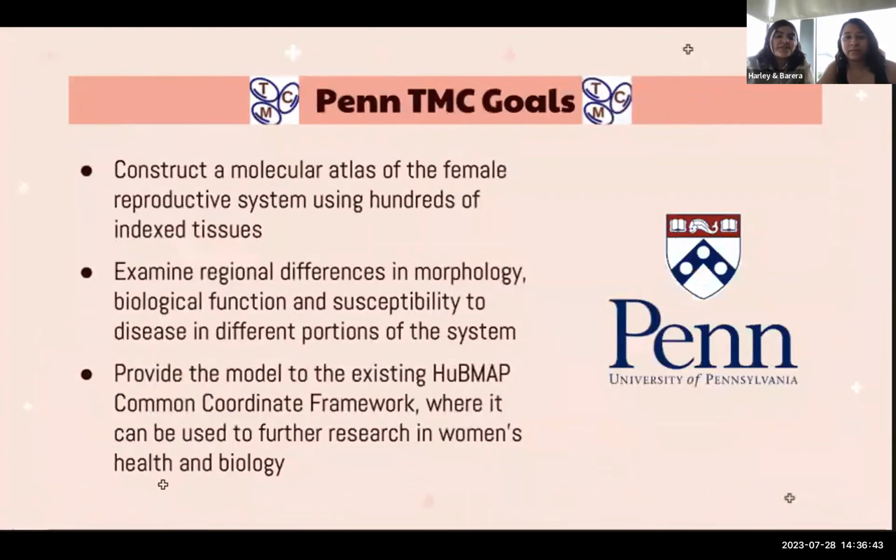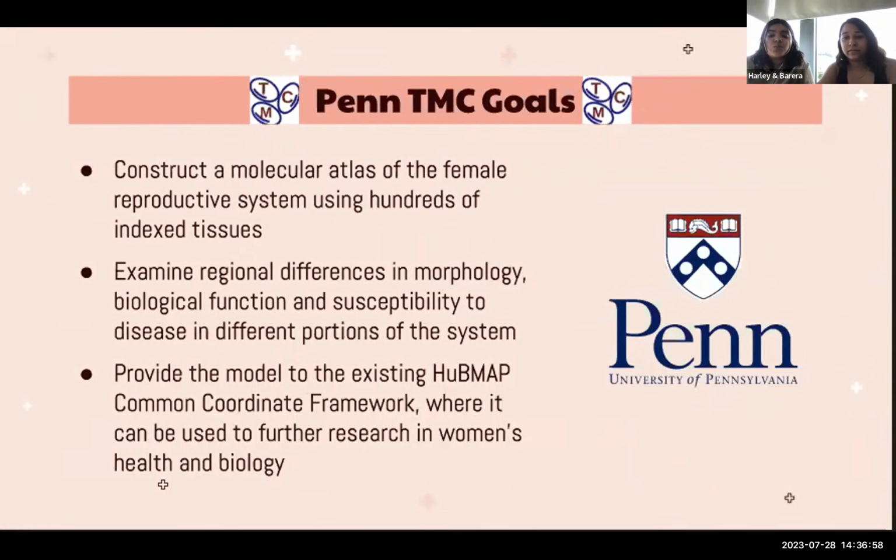Now that we have the basic anatomy down, let's move on to the project itself. It's taking place at the Penn Tissue Mapping Center at the Kim Lab. So the goals of the Tissue Mapping Center are to use tissues from different samples and donors to create a molecular atlas of the female reproductive system.